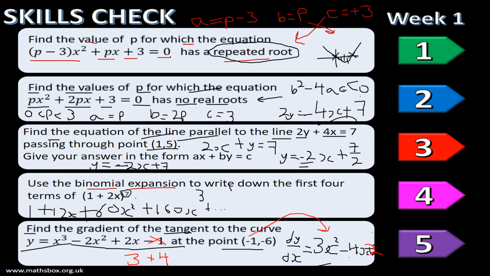So 2x differentiates to just 2, and then the -1 goes to 0. If you differentiate a constant, it always goes to 0. 3 plus 4 is 7, plus 2 is going to be 9.